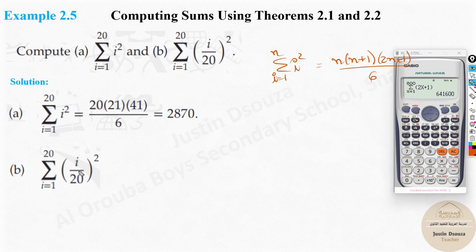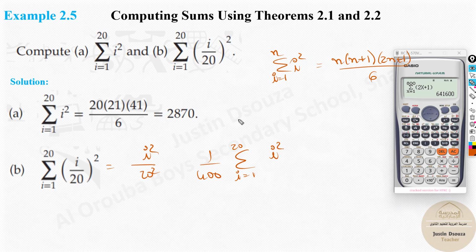Here now, there are two terms. This is a constant, right? So square this up. It will become i squared by 20 squared, and take this 1400 outside and just solve. i is equal to 1 to 20 of i squared. Now it's much simpler to solve, right?